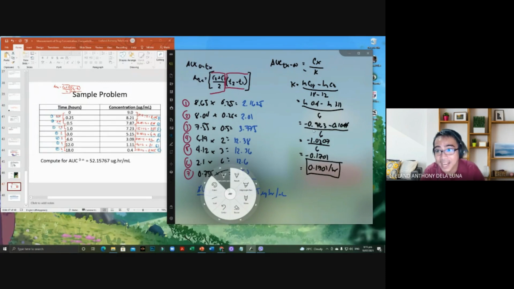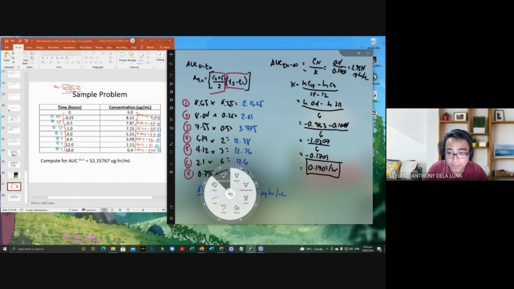Now that I have my K, class, we can proceed to the computation here. So what's my terminal concentration? It's on the 18th hour, and the concentration is 0.4 divided by 0.1701. And the answer would be 2.3514. This is microgram hour per ml.